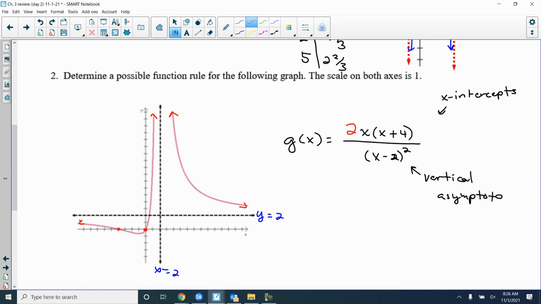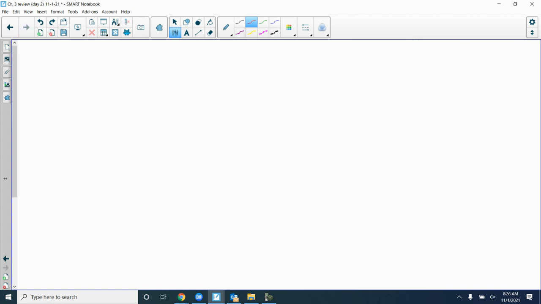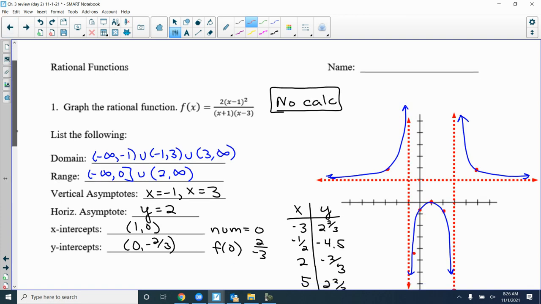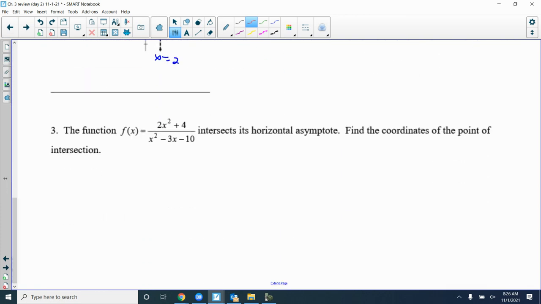All right, let's at least just set up that last one. I don't think I'll get through it. Do I have it? Oh, there it is. The function f of x equals 2x squared plus 4 over x squared minus 3x minus 10 intersects the horizontal asymptote. Find the coordinates of the point of intersection. Okay, we did one like this last week.